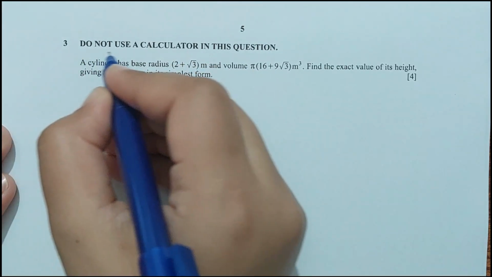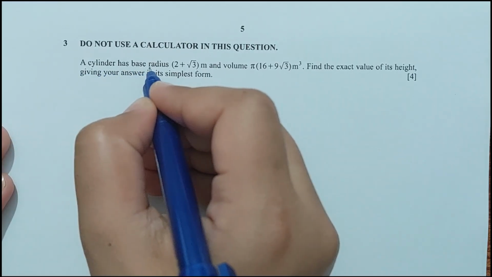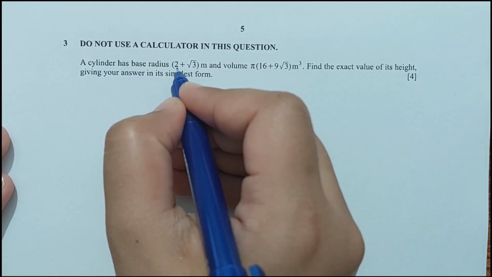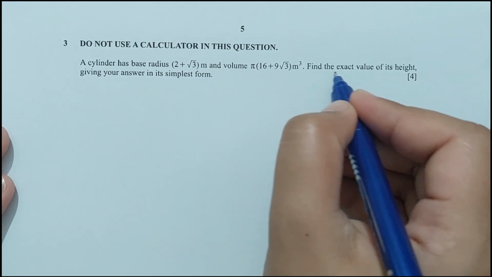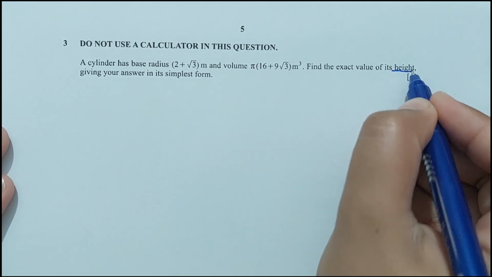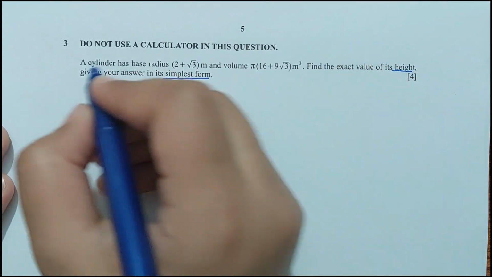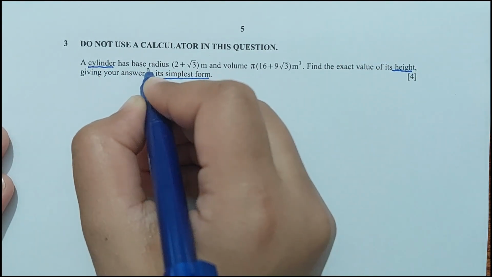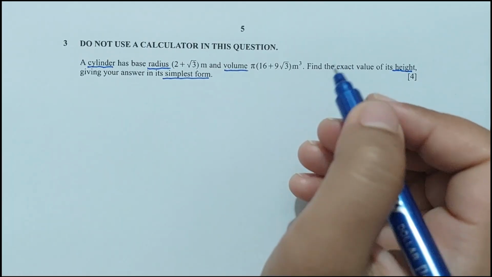Question number 3, do not use a calculator in this question, right? A cylinder has a base radius of this many meters, and the volume is this many meters cubed. Find the exact value of its height, giving your answer in its simplest form, right? So it's a cylinder. We have been given the radius and the volume of the cylinder. We have to find out the height, right?